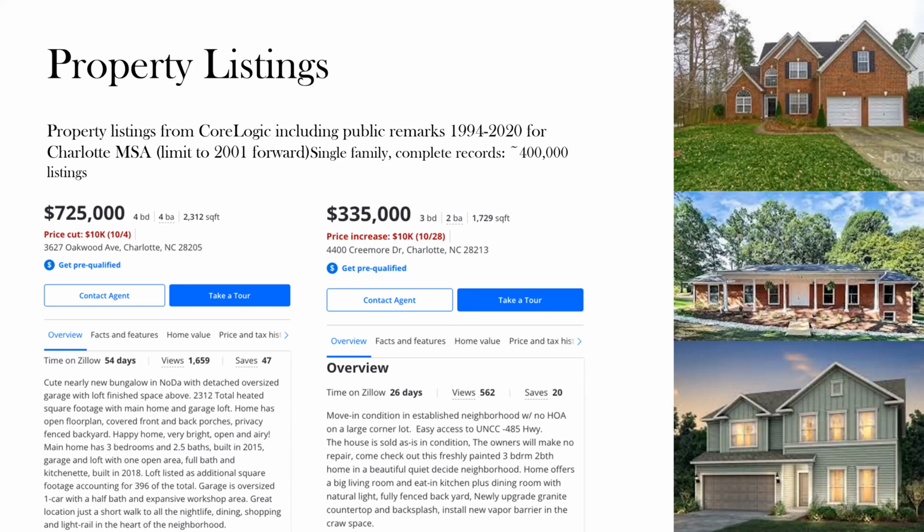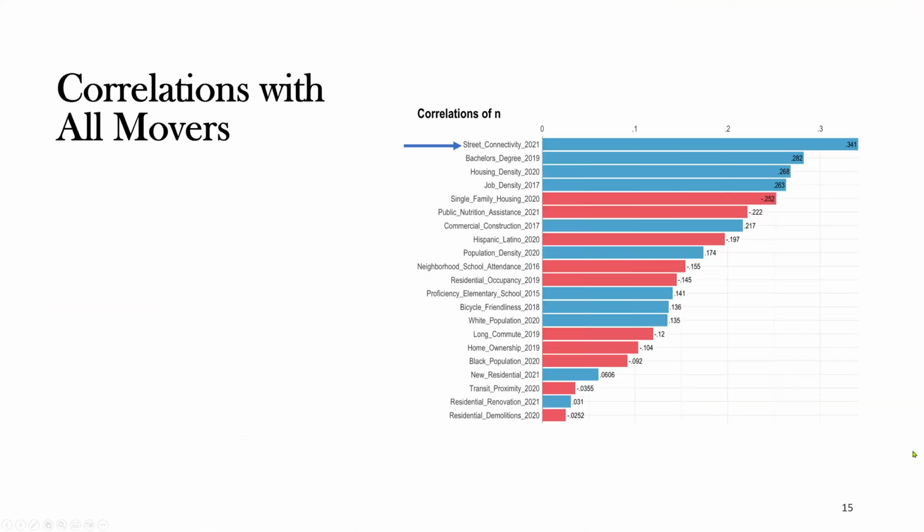Okay, the next slide. Next slide. Oh, we're there. Correlations with all movers. Oh, mine's still stuck on property listings. There we go.